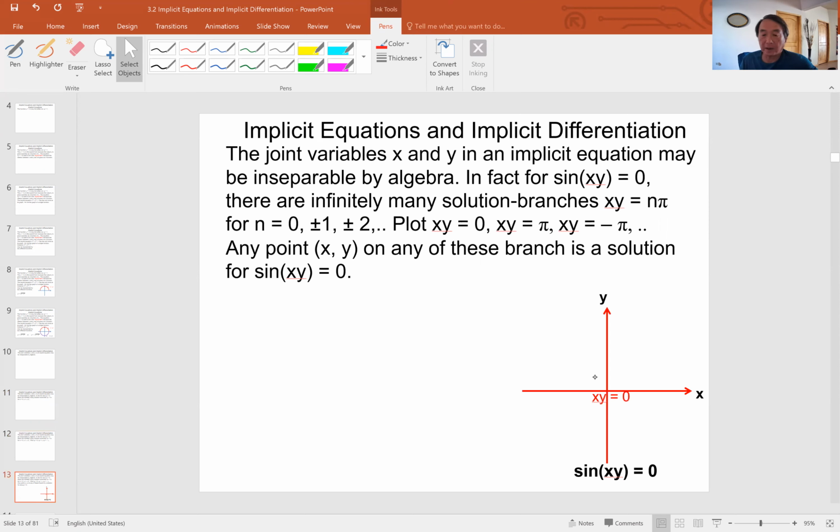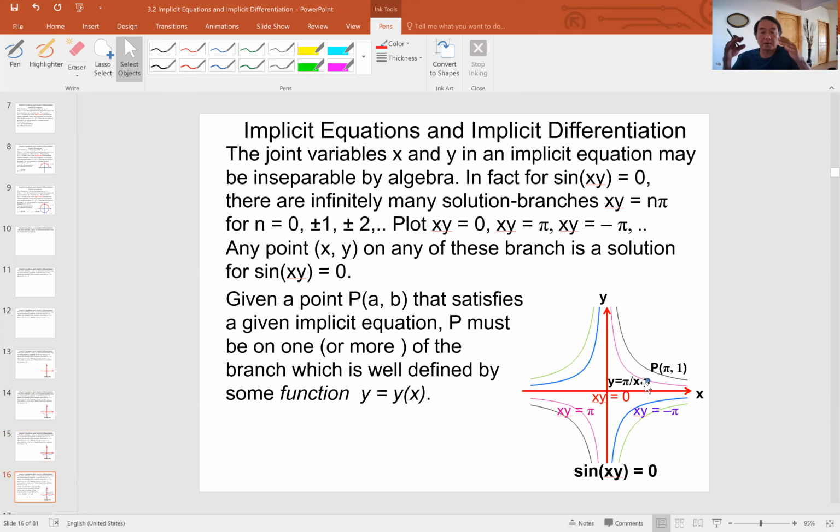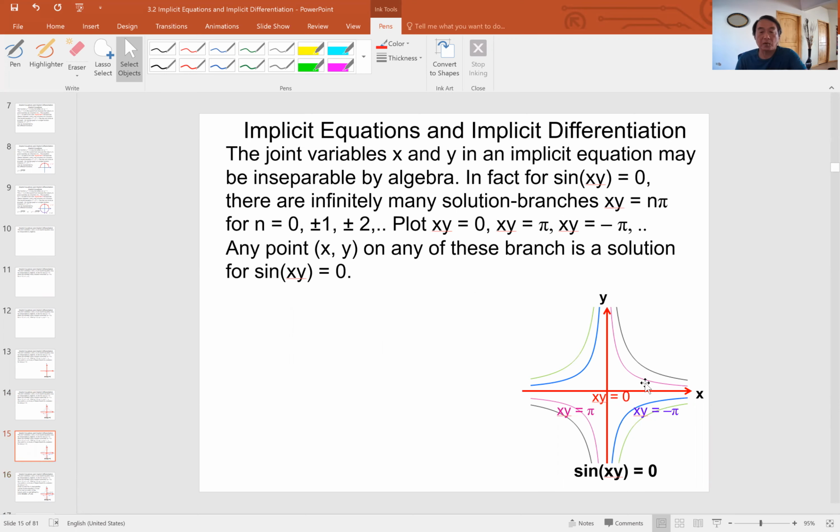So here's this graph. We have the coordinate axes. Actually, they represent x times y equal to 0. So that's the graph for x times y equal to 0. The purple lines are x times y equal to pi, and the blue lines are x times y equal to minus pi, and so on and so on. So in this case, we have infinitely many branches of hyperbolas going out.